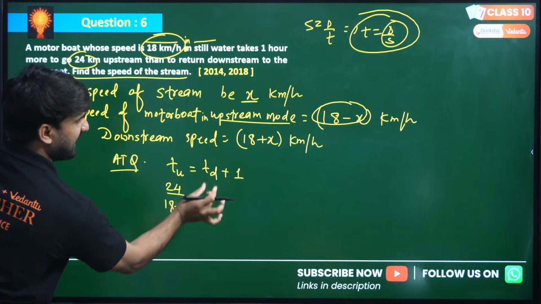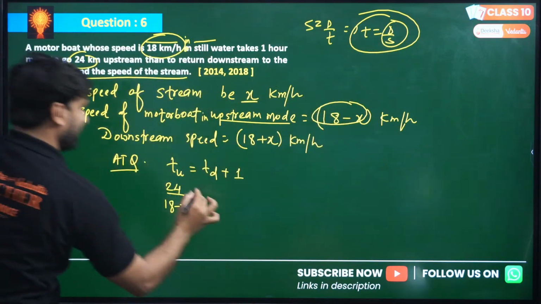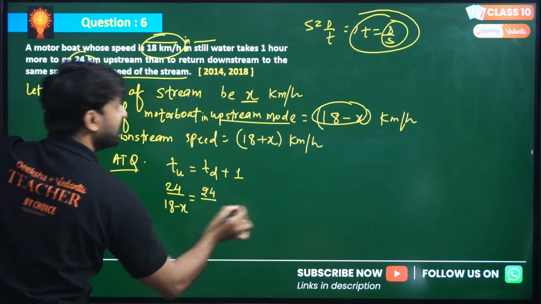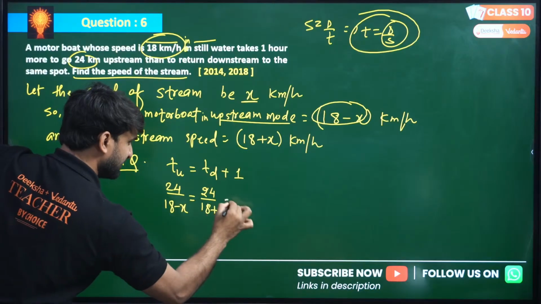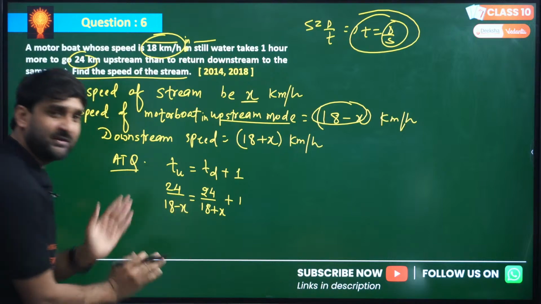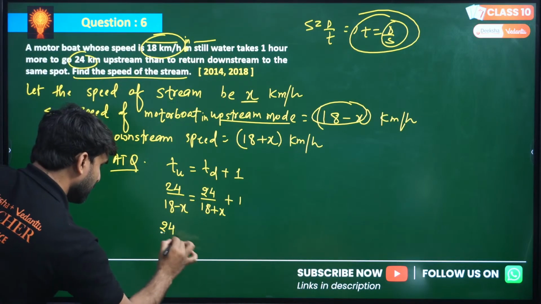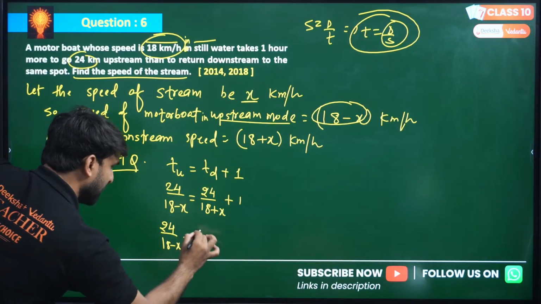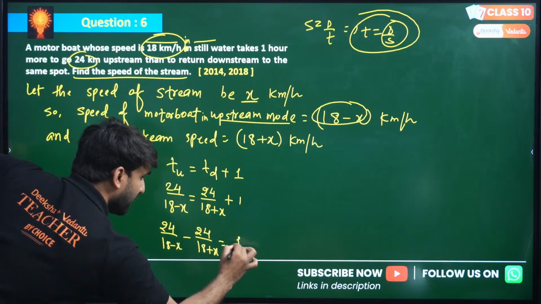Equals, this is time for downstream, and downstream distance will be the same. Distance is 24. Distance by speed, and speed is 18 plus x, so 24 over 18 plus x plus 1. This is the perfect form. Now you can modify this. Take this to this side. So 24 divided by 18 minus x minus 24 divided by 18 plus x equals 1.